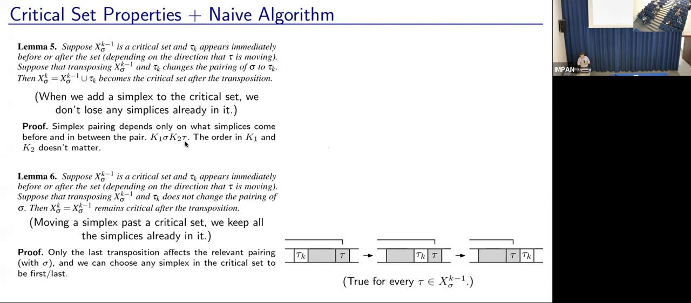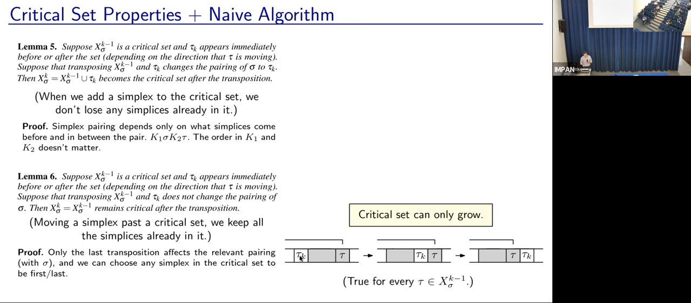The opposite statement is also true: if I move a simplex past the critical set, so if I have some tau k, now I move it to the right and the pairing doesn't change, so it doesn't belong to the critical set. None of the simplices already in the critical set are going to fall out. You can imagine that I removed something and suddenly something stopped being critical, but it's not difficult to verify that this cannot happen. In other words, the critical set can only grow. As I'm moving my simplex, some simplices will be added, which on the previous slide was the fact that we went through lower and lower dimensional strata.